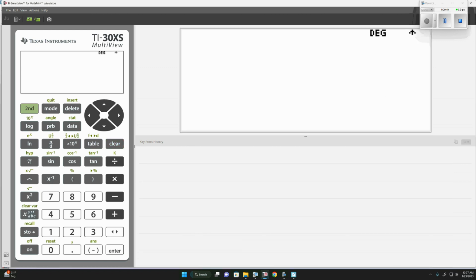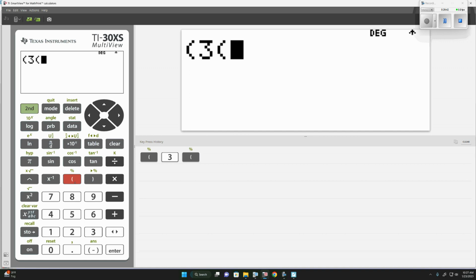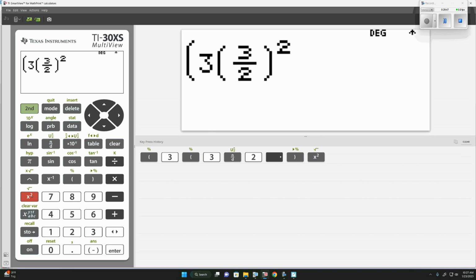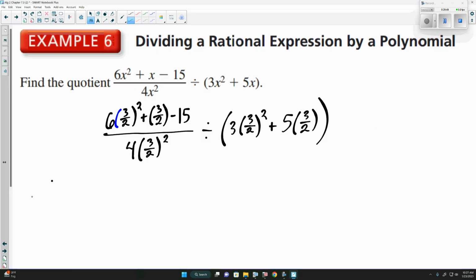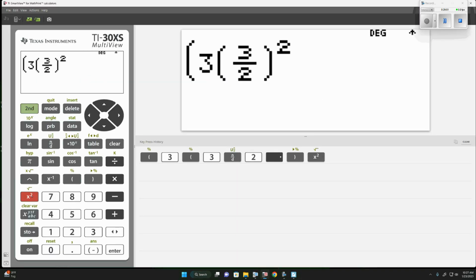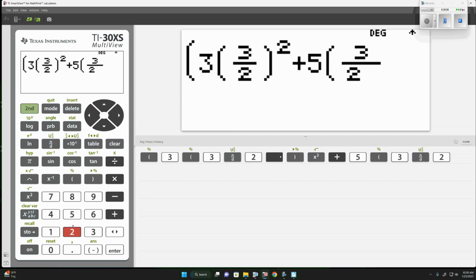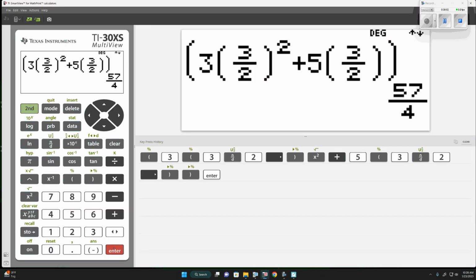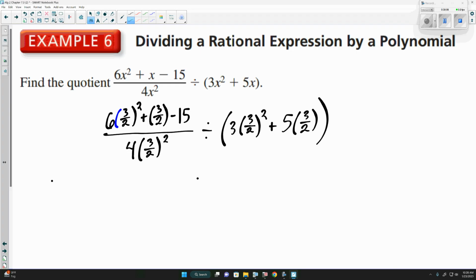So figure all this out. Yes. So 3 times 3 halves squared, I think it was plus 5 times 3 halves. Make sure it's 3. Yep. So this is the second part of the equation, what we're dividing by. 57/4 is what we have over here.